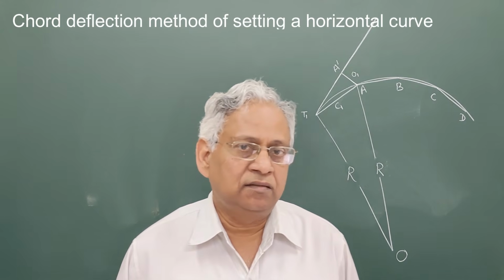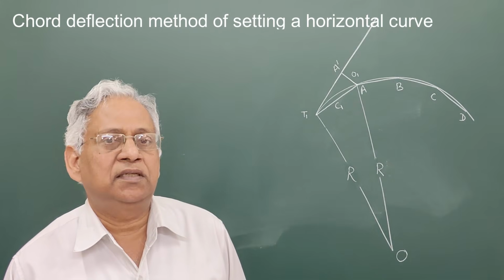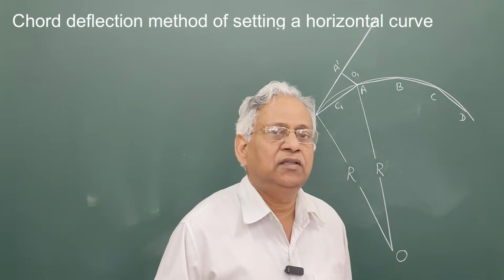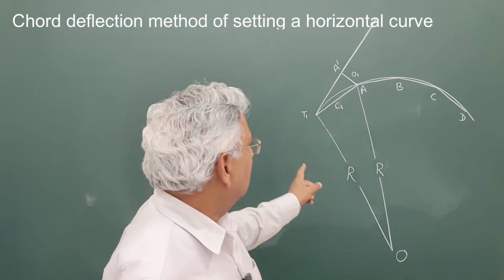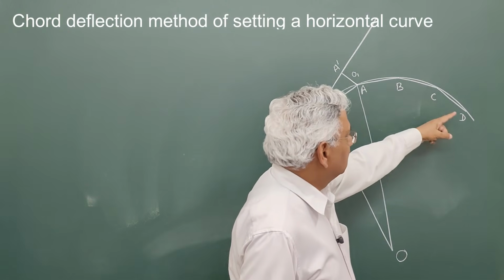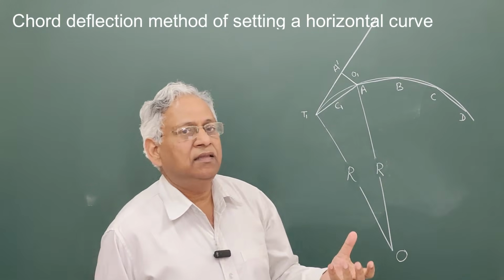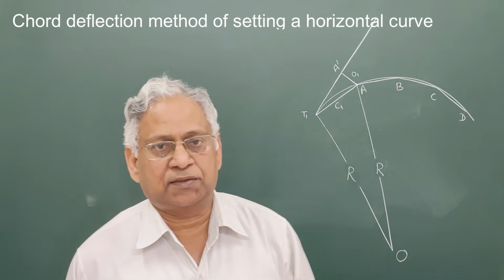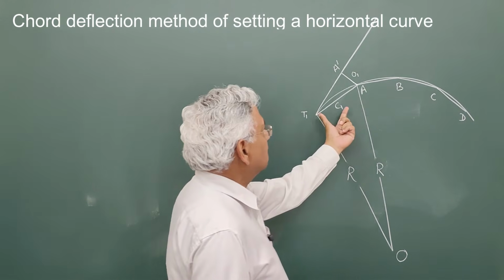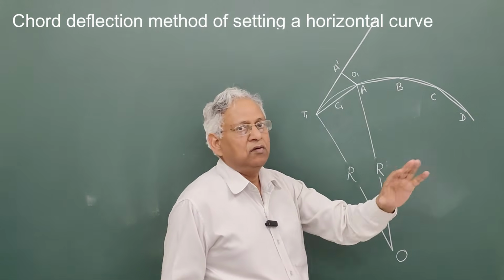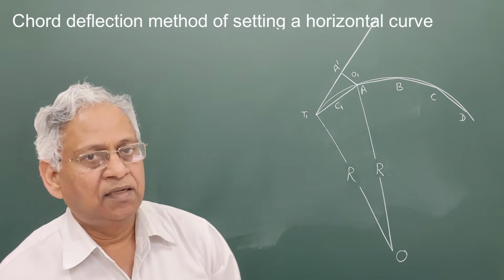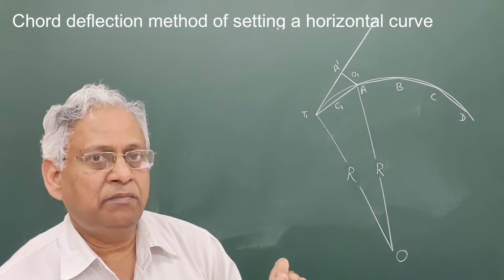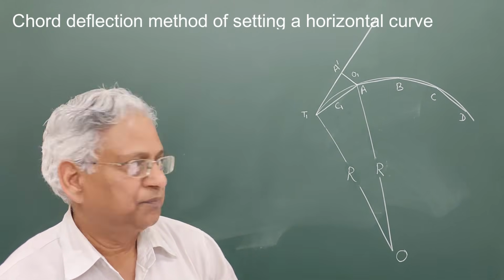It doesn't require the theodolite, and therefore it is a very popular method when a theodolite is not available. Now this is the circular curve, and in this method you divide this circular curve into a number of chords. These chords may be of equal length or may be of different length, but practically these chords are of equal length except the last one, which can be of different length.